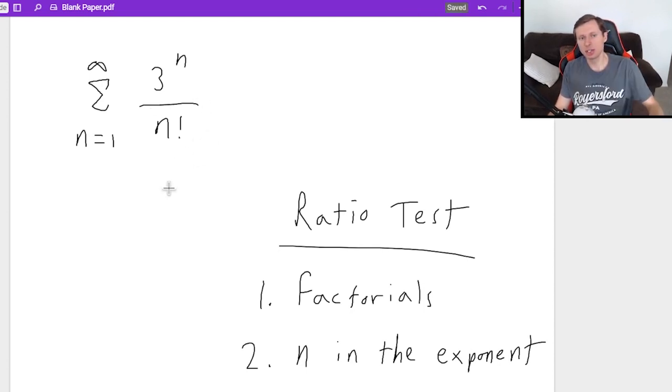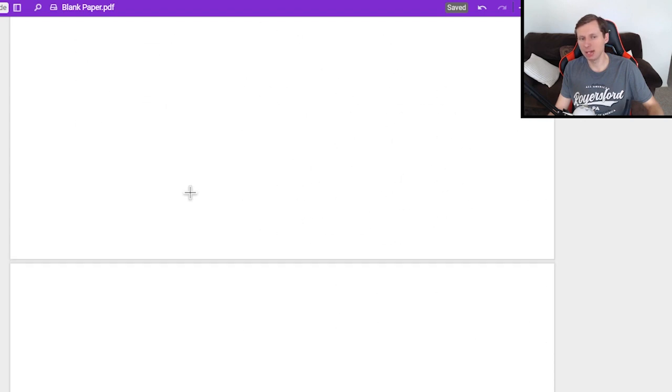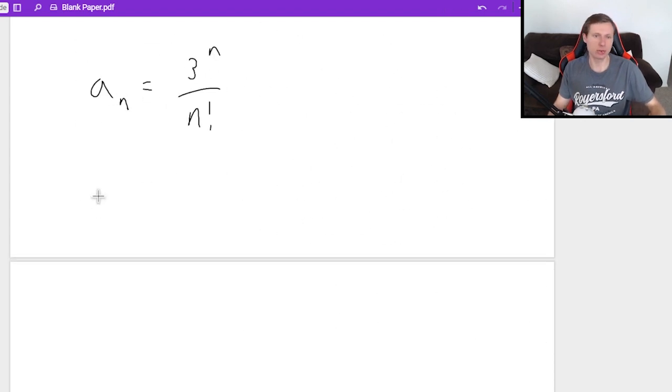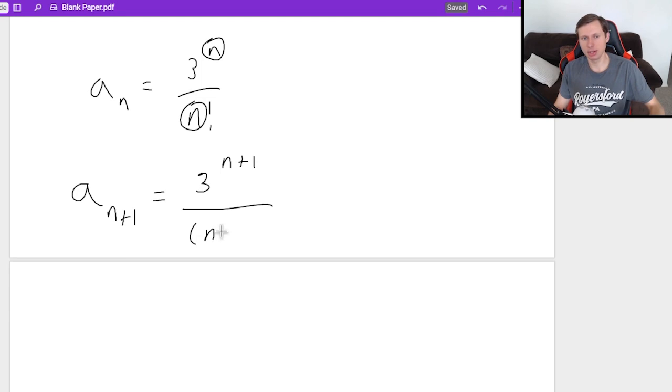So the first thing I need to do is, if this is my a sub n, 3 to the n over n factorial, I now need to find my a sub n plus 1. So here's what I'm going to do. Wherever I have n, like here and here, I'm going to replace it with n plus 1, and it's going to look like this: 3 to the power of n plus 1 divided by, in parentheses, n plus 1 factorial. That's all you do. It's not too bad. I just replaced my n's with n plus 1. That's what you do for the ratio test.